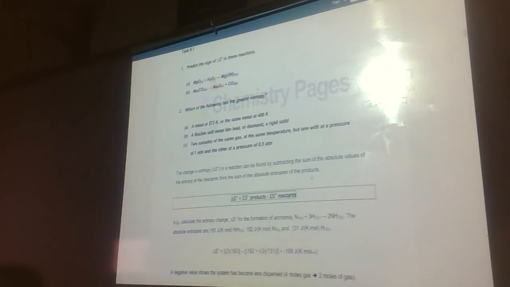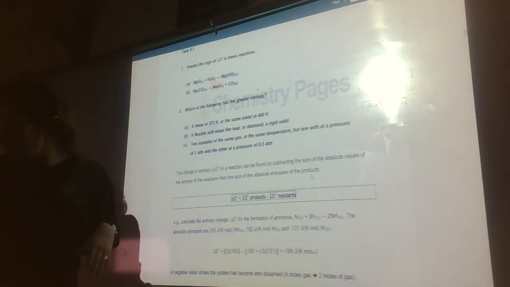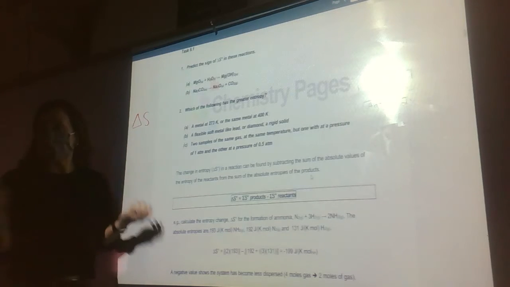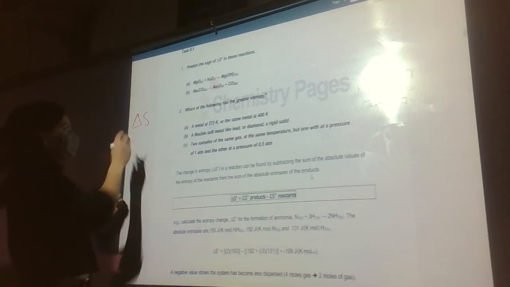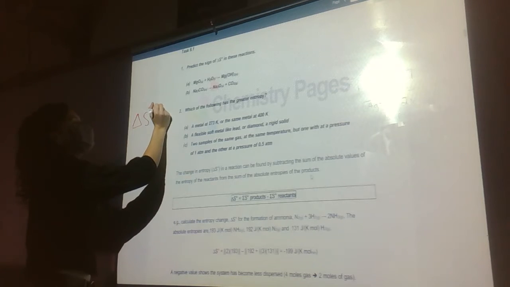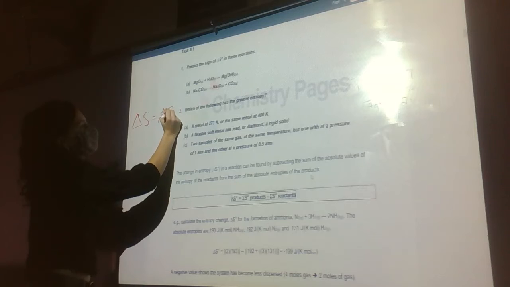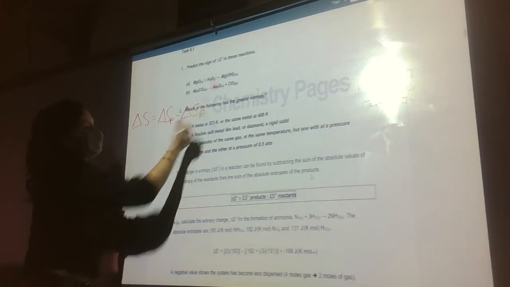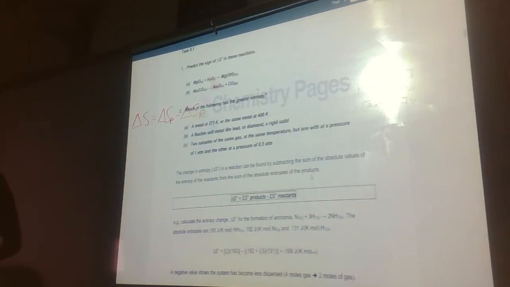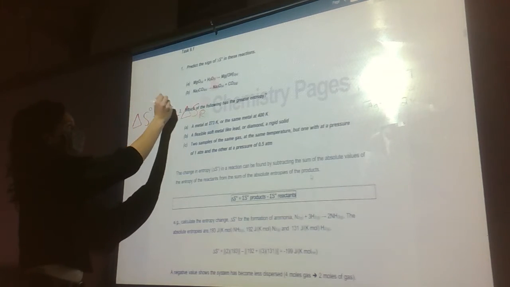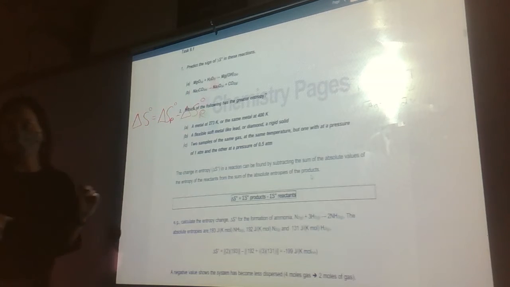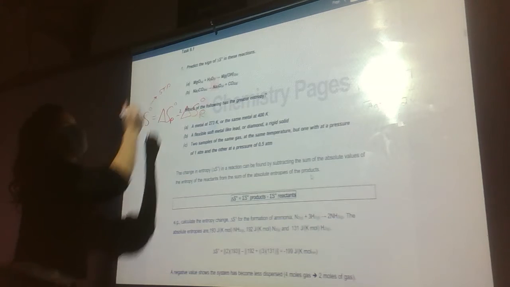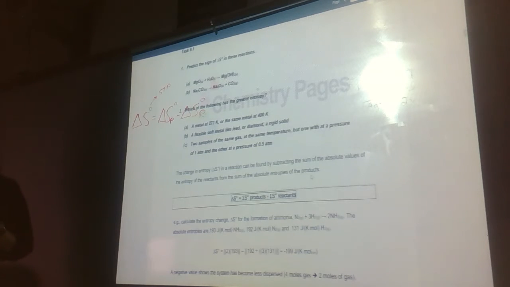So now, if we're talking about S, we can measure delta S, the change in entropy in a reaction, right? So delta S is equal to the S of the products minus the S of the reactants. You'll often see it like this with this knot here. That means at STP, standard conditions.